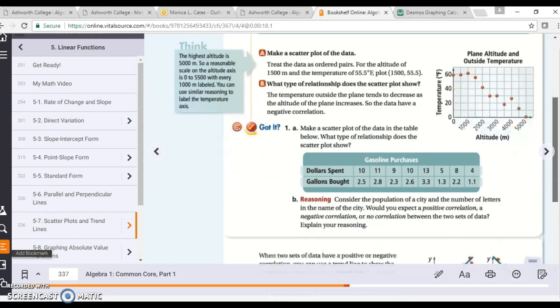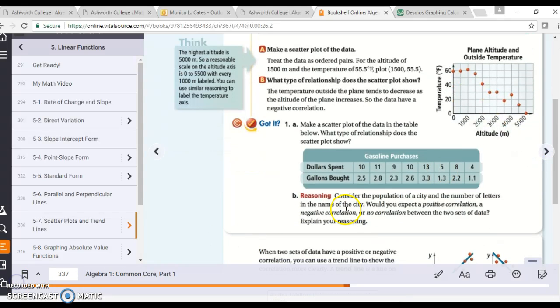Okay, let's look at part B. It says, consider the population of a city and the number of letters in the name of the city. Would you expect a positive correlation, a negative correlation, or no correlation between the two sets of data? Explain your reasoning. So the population of a city and the number of letters in the city, I'm going to have to say there's no correlation.